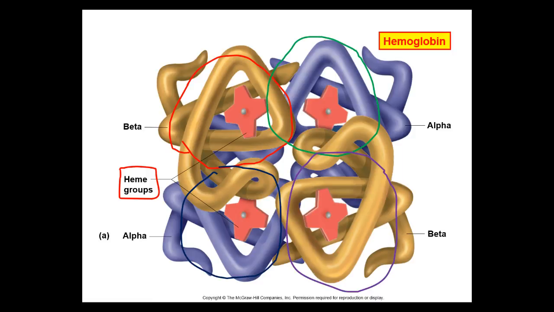So if we go back, for each molecule of hemoglobin we have 4 heme groups, and each heme group is going to be capable of binding one molecule of oxygen. How many molecules of oxygen can a hemoglobin molecule bind?